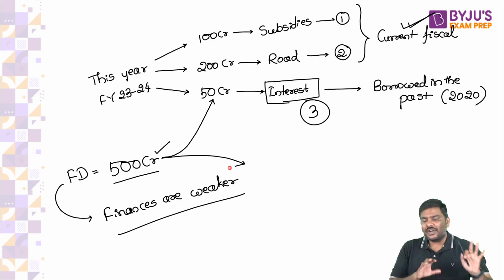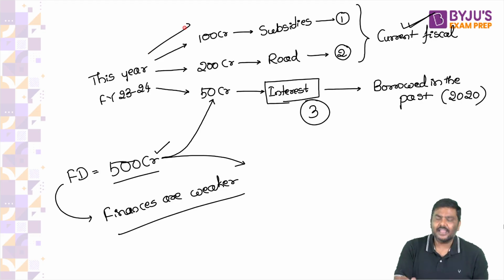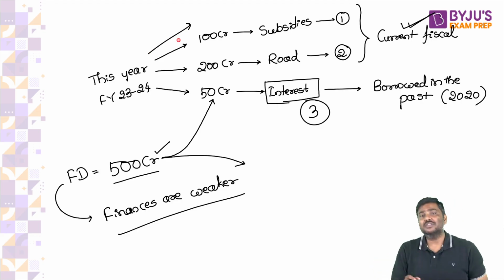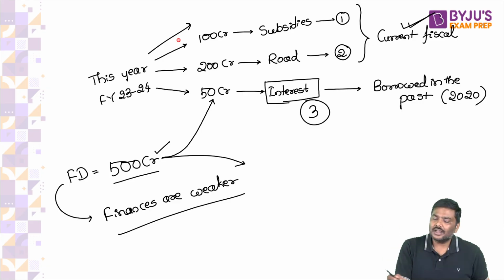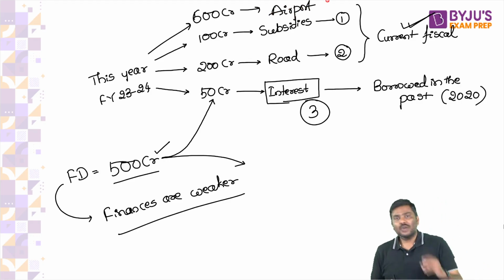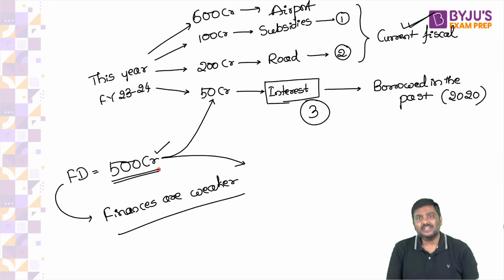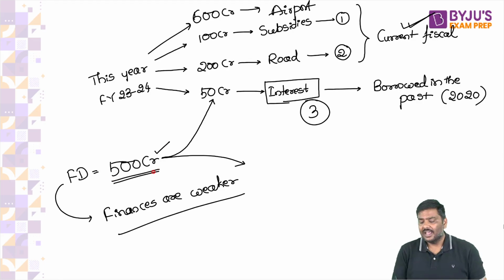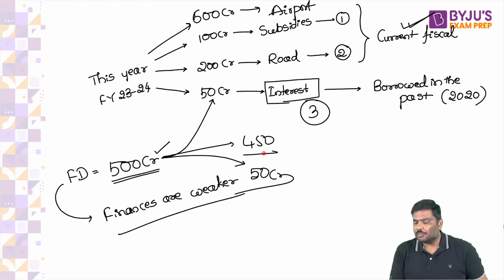So out of this 500 crore rupees, let's say I'll add one more, because some of you will say, sir, only 300 is there. Let's say you will construct an airport for another 600 crore rupees. So have a look at this. Out of these borrowings of 500 crore, can I say you're using 50 crore rupees for past activities and the remaining 450 crore rupees for current activities?